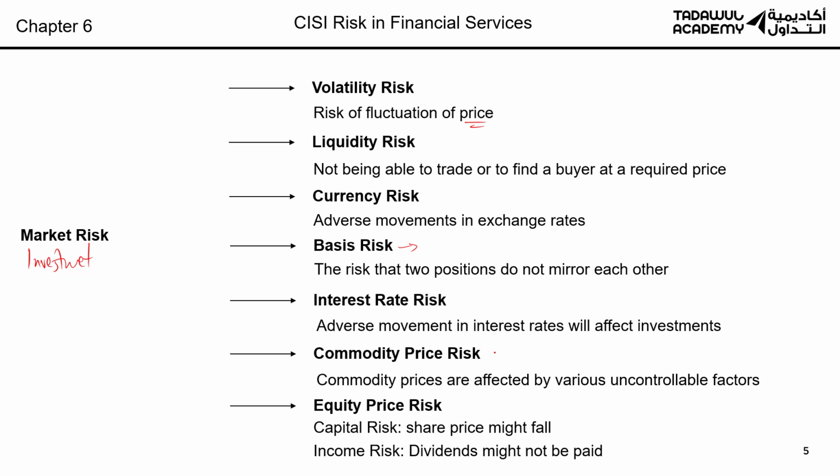Commodity price risk, commodities are sensitive to uncontrollable factors such as weather and insects, which will influence their prices. And equity price risk, either the share price will fall or the dividends might not be paid. Simple. Let's move on.